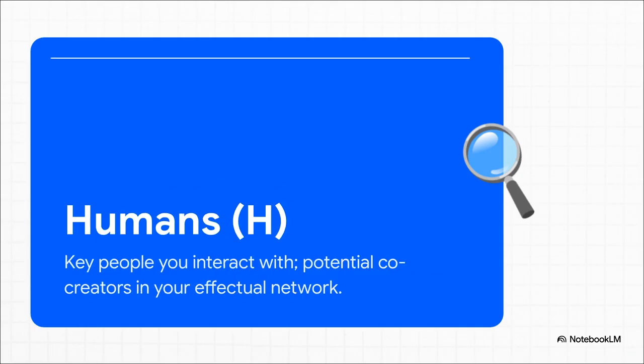Now, of course, this stakeholder doesn't work in a vacuum. They interact with other people. We'll just call them humans. For any single map, we want to focus on, say, up to 4 of the most critical individuals. And here's the big mental shift. These aren't just names on an org chart, they're potential co-creators.